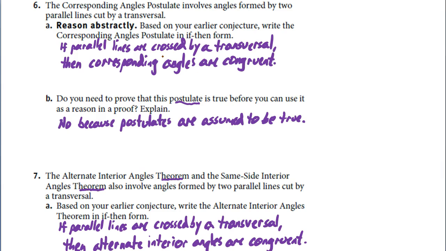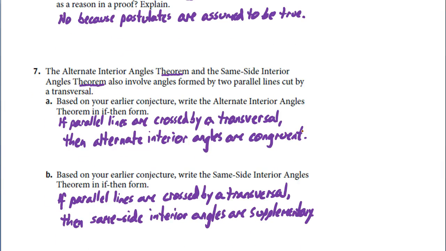Number 6, the corresponding angles postulate involves angles formed by two parallel lines cut by a transversal. Question A, based on our earlier conjecture, write the corresponding angles postulate in if-then form. I've done that in purple. If parallel lines are crossed by a transversal, then corresponding angles are congruent. Question B, do you need to prove that this postulate is true? And the answer is no, because postulates are assumed to be true.